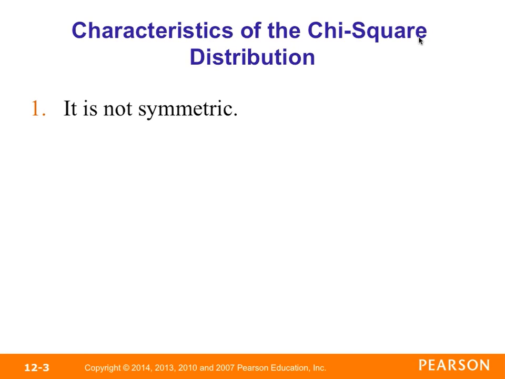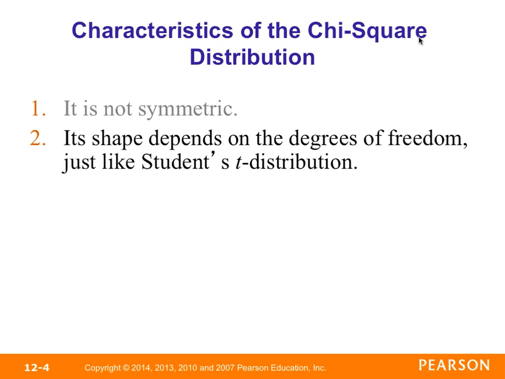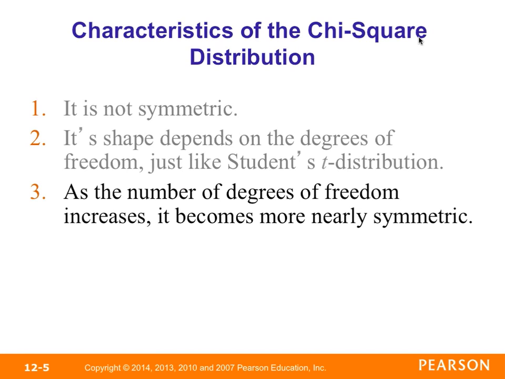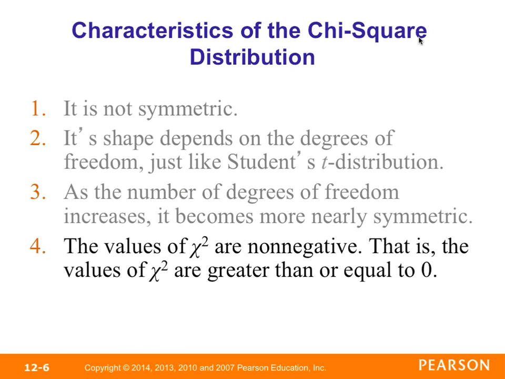So we're going to start with Section 12.1, which is the goodness of fit test. So I want to go through some characteristics of the chi-square distribution first. First of all, it's not symmetric. Its shape depends on the degrees of freedom, just like Student's t distribution. So if you remember when we did Student's t distribution, the shape depended on the degrees of freedom. The same is true with chi-squared. As the number of degrees of freedom increases, it becomes more nearly symmetric. And the values of chi-squared are non-negative. That is, the values of chi-squared are greater than or equal to 0.